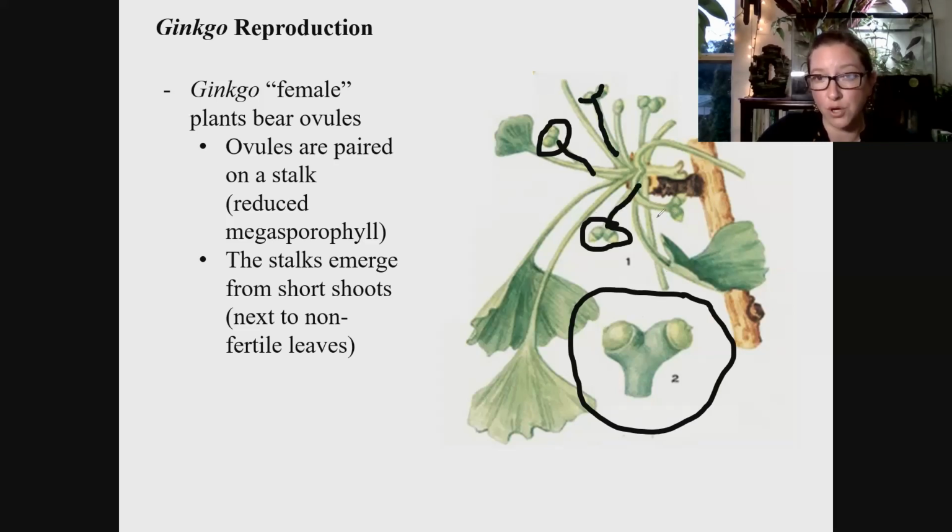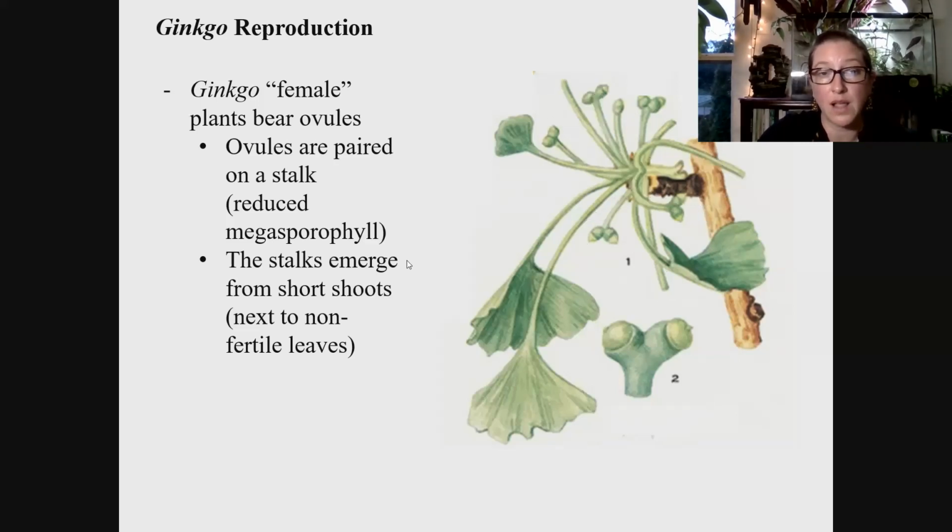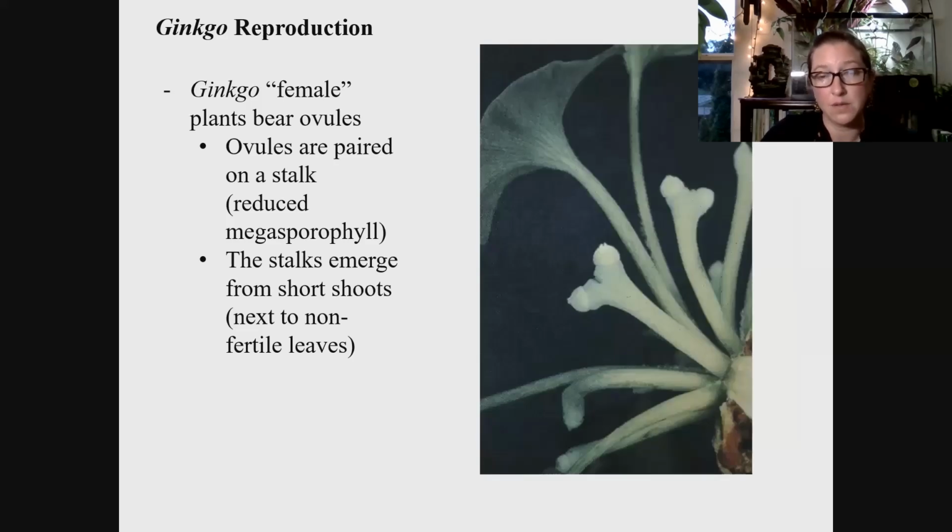And those will emerge right next to the regular leaves on those short shoots. So that's what the female looks like, ovules paired on a stalk. Ovules are paired on a stalk. Make a note of that in ginkgo. Here you go again. So ovules are paired on a stalk.